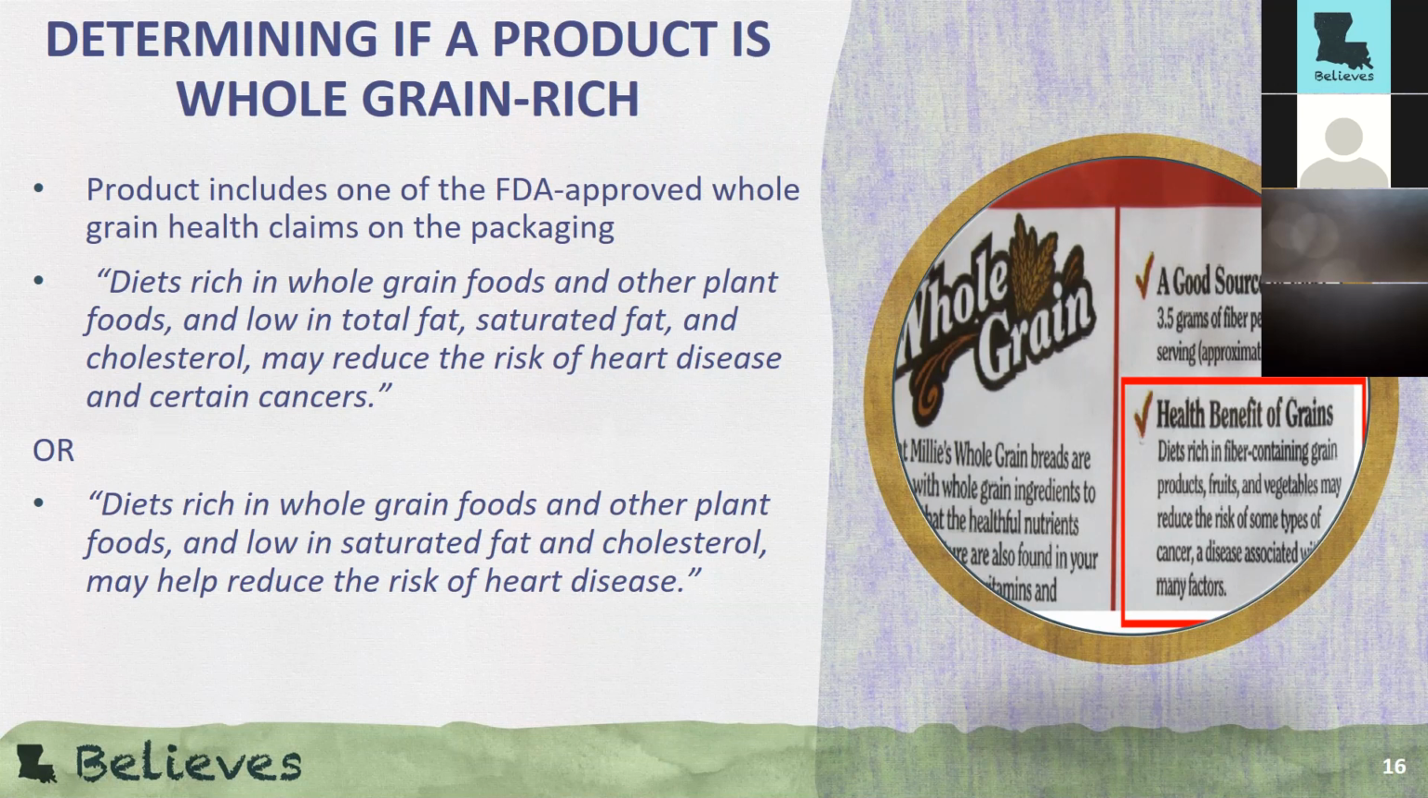Diets rich in whole grain foods and other plant foods and low in total fat, saturated fat, and cholesterol may reduce the risk of heart disease and certain cancers. Or it can say diets rich in whole grain foods and other plant foods and low in saturated fat and cholesterol may help reduce the risk of heart disease.